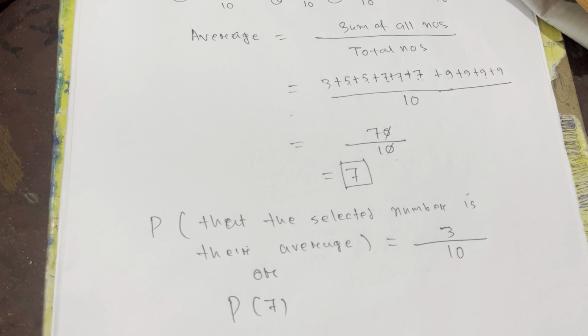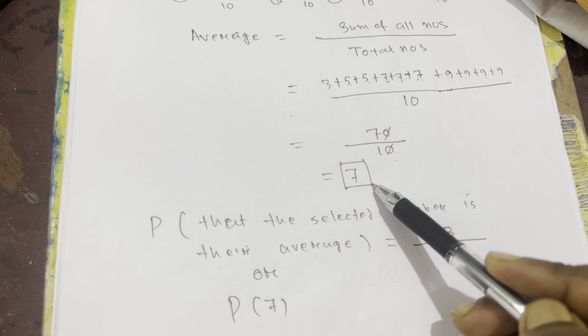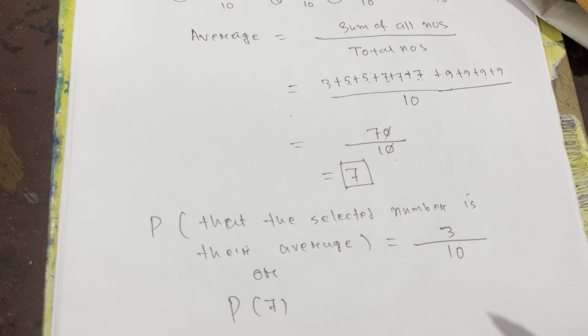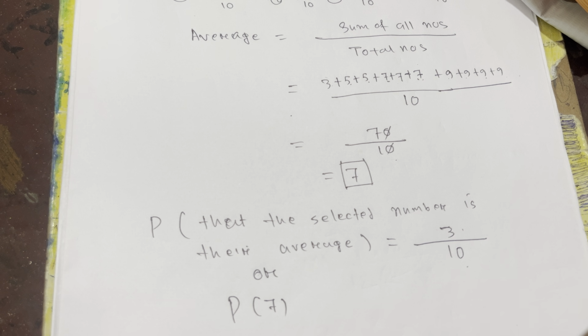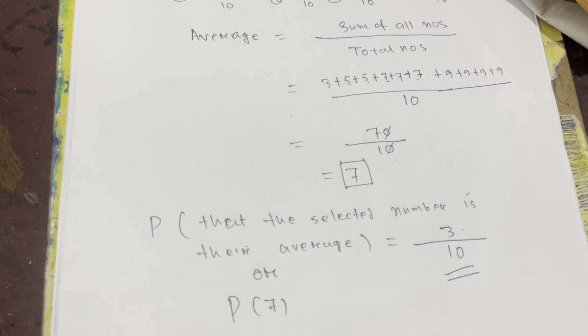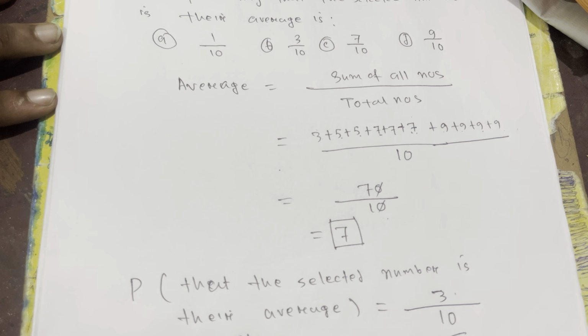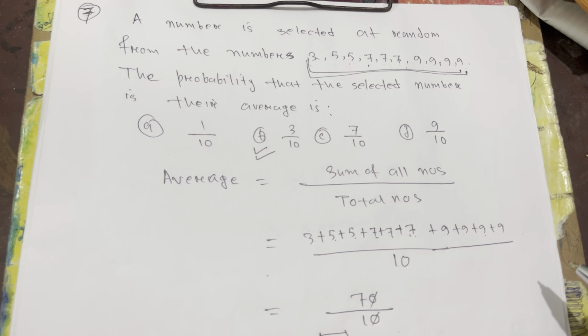This is very easy. First we find the average by adding all the numbers in the numerator and dividing by the total number, so we get 7. He said find the probability that the selected number is the average. That means indirectly he asked us to find the probability of 7. So the probability of 7 is 3 out of 10, because out of 10 numbers there are 3 sevens, 1 2 3. So the answer will be 3 by 10. Yes or no? This is very simple. So which option is correct? Option B is correct. Okay, very easy.